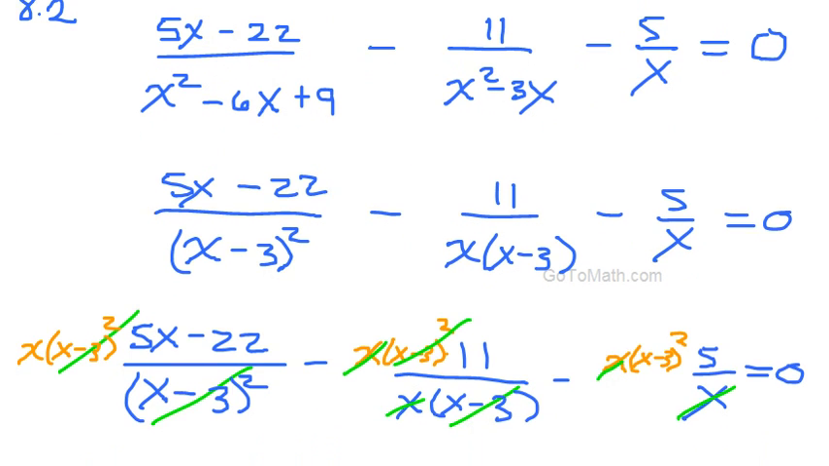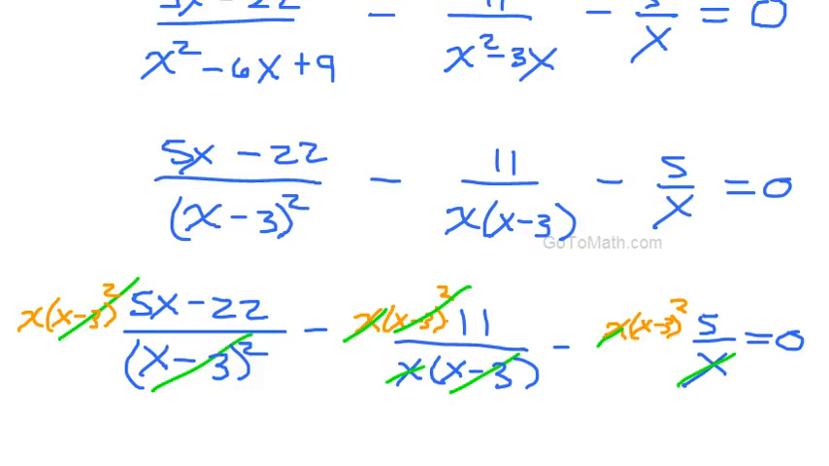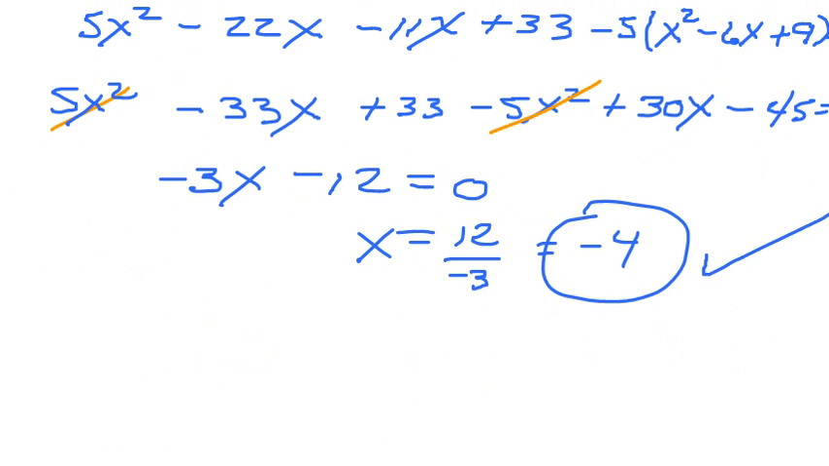Remember what we got to make sure we look for here. Plugging negative 4 in, we don't get zeros in the denominator. All right, so I'm going out on a limb and saying that's going to be our solution.